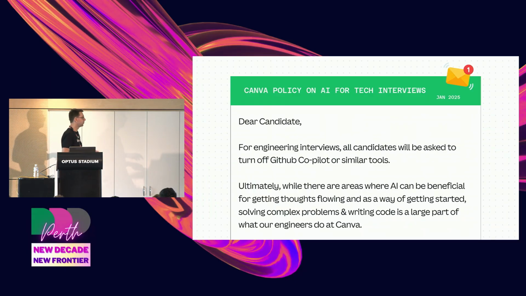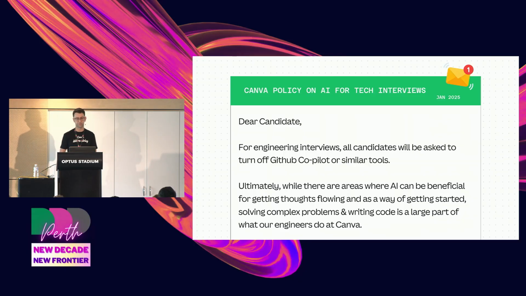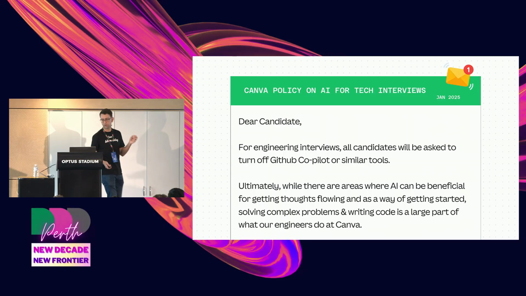And for all of these, we were really clear on our expectations with candidates. And this is part of the interview guidance that would get sent out to all candidates before they started going through the process. And we'd let them know well ahead of time that we required them to turn off all AI assistance during these interviews.